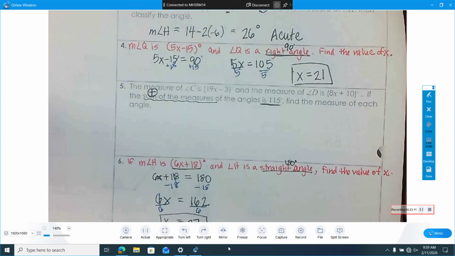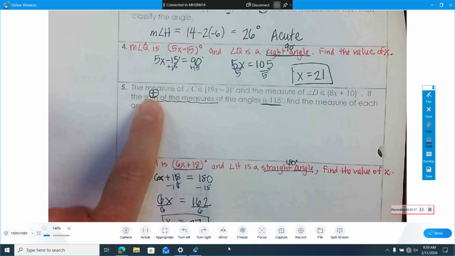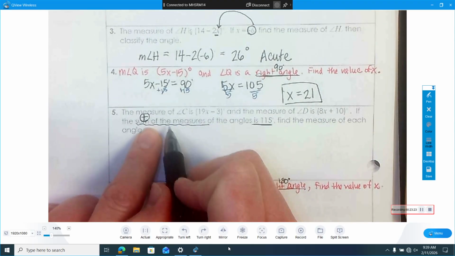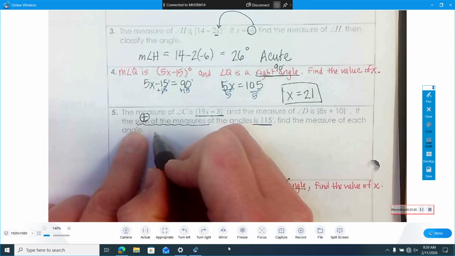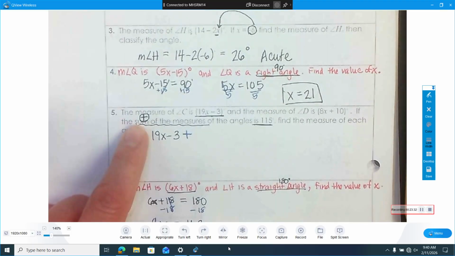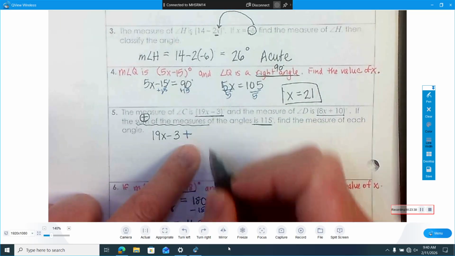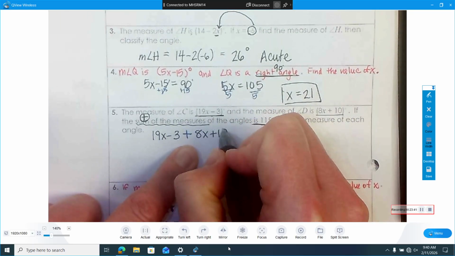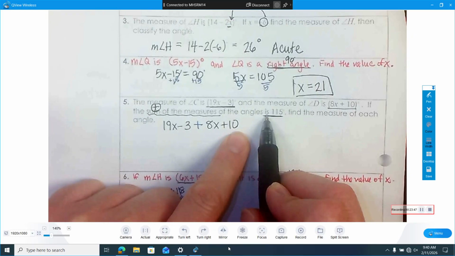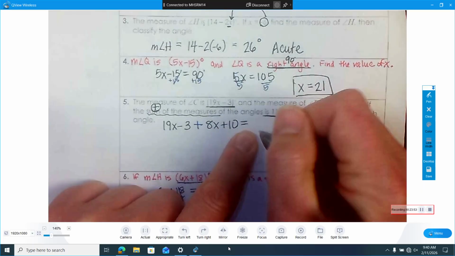All right, what do you suppose we're going to do to figure this one out? What am I going to sum? What am I going to add together? Oh, the 2 angles? Yeah, the 2 angles. The sum of the angles. So here's one angle. It was 19x minus 3. And I'm going to add it to, I'm going to sum it up. What's the other angle? 8x plus 10. So I'm summing my 2 angle measures. And it says it should equal, means equal. What should it equal? 115.